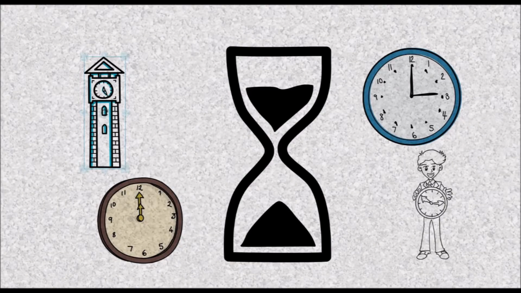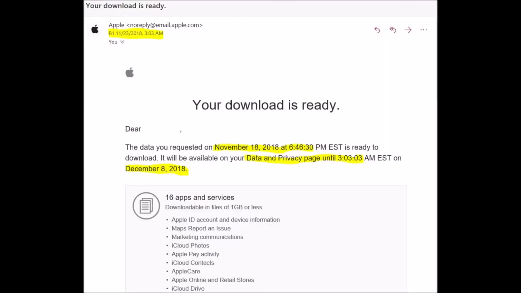In my case, it took specifically 5 days. And then I received this email. You can see the date there, and your download is ready. So the data you requested on November 18 is now available, and it's going to be available until December 8th. So that's exactly 15 days. You have that time to retrieve your data, otherwise it's going to be deleted.